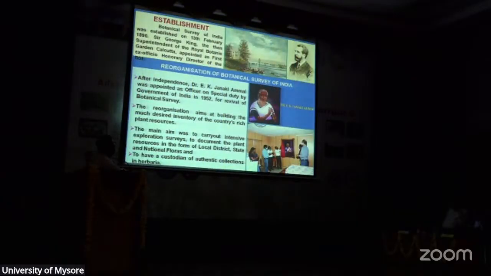About the establishment and history, Botanical Survey of India was established on 13th February, and it was founded by Sir George King, the then superintendent of Royal Botanic Garden, Calcutta, appointed as first ex officio honorary director of the BSI. After independence, Jawaharlal Nehru, the then Prime Minister of India, suggested to completely strengthen many of the scientific departments.